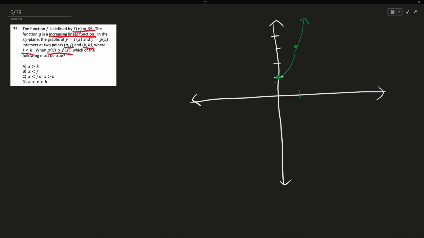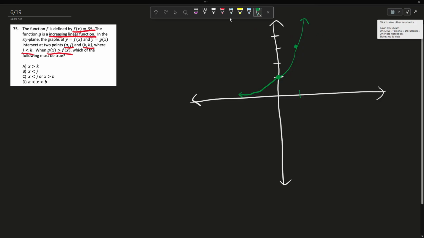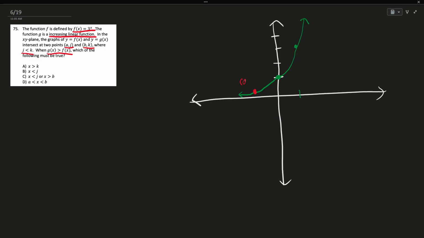Now remember, as exponential functions approach negative infinity, they approach 0. So it's going to quickly approach its asymptote here. Alright, so now I'm going to put down our intersection points. So there's going to be an intersection at (a, j) and (b, k). So how do I know the intersections will look like this? Well, since j is less than k, and f is always increasing, that logically means a must be less than b.